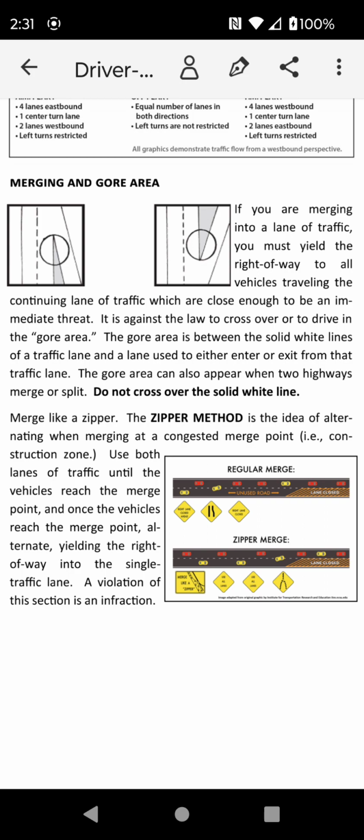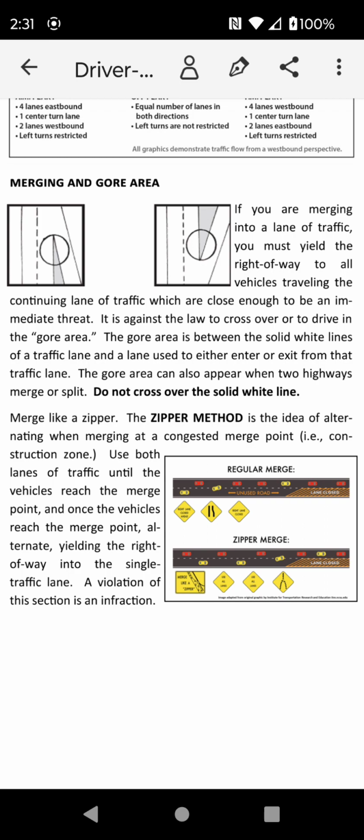So alternating when merging at a congested merge point, i.e. construction zone. Use both lanes of traffic until the vehicles reach the merge zone. Do not enter a merge zone at the last minute. Scan ahead, okay? You do not want to be a jerk and cut in front of the people to your left or right just because you waited till the end, right? Use your signals and pay attention and ease in. If you have to slow down to ease in between them, then do that. But don't be in a hassle to cause an accident.